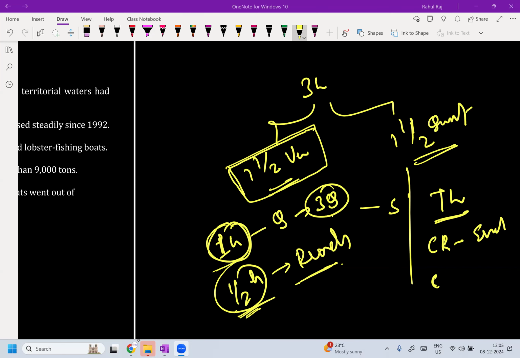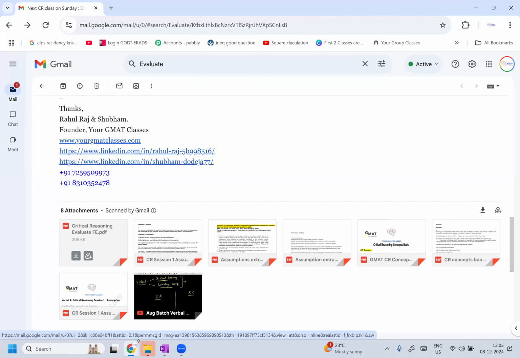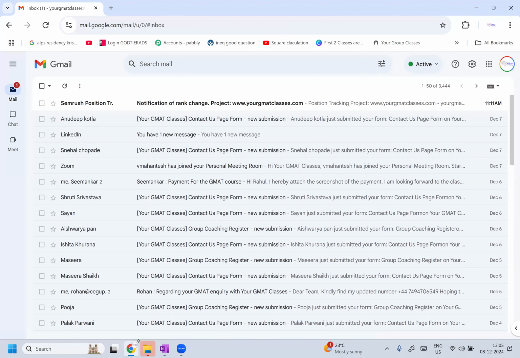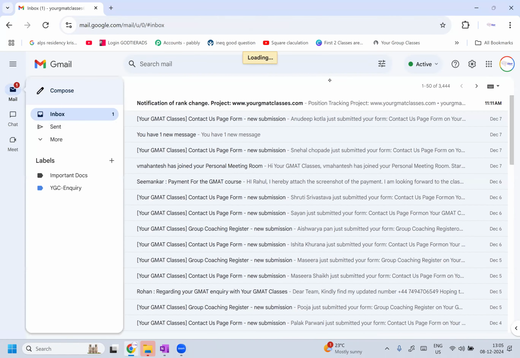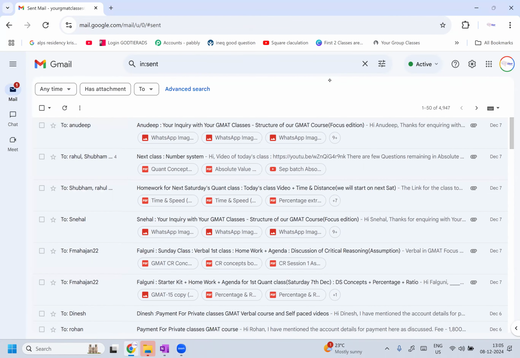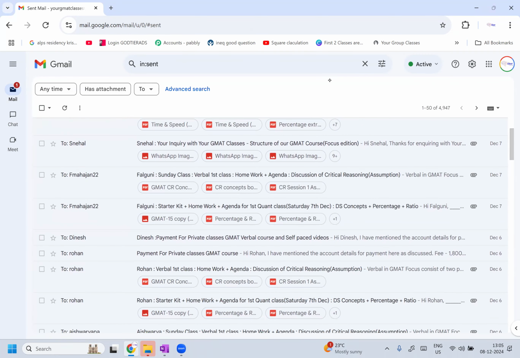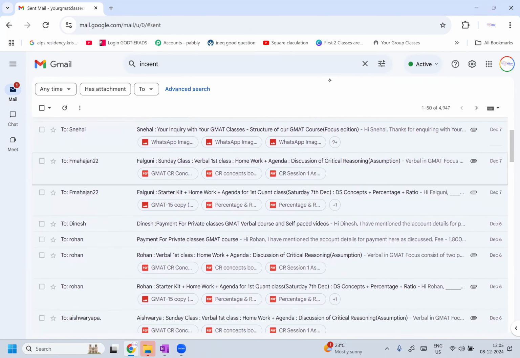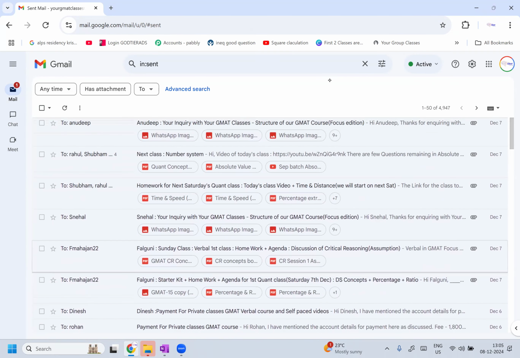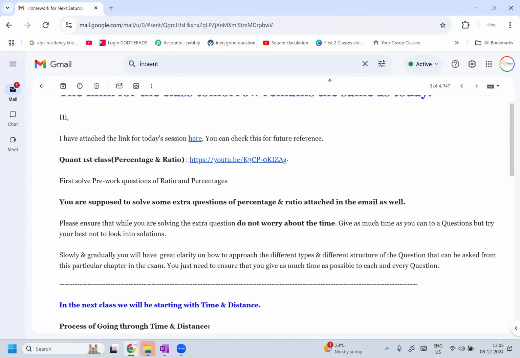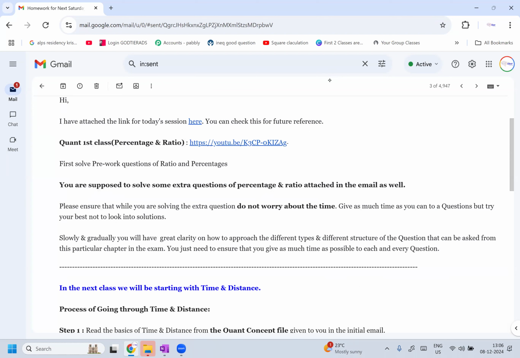And for quant classes, I'll tell you, don't go mad looking at the length and breadth of the mail. I'm just explaining to you what needs to be done. Don't go mad, because a lot of time people get completely mad. They call me, like, Rahul, what the hell is this, you have sent so many documents. There's no document sent to you. This is the video of your class.